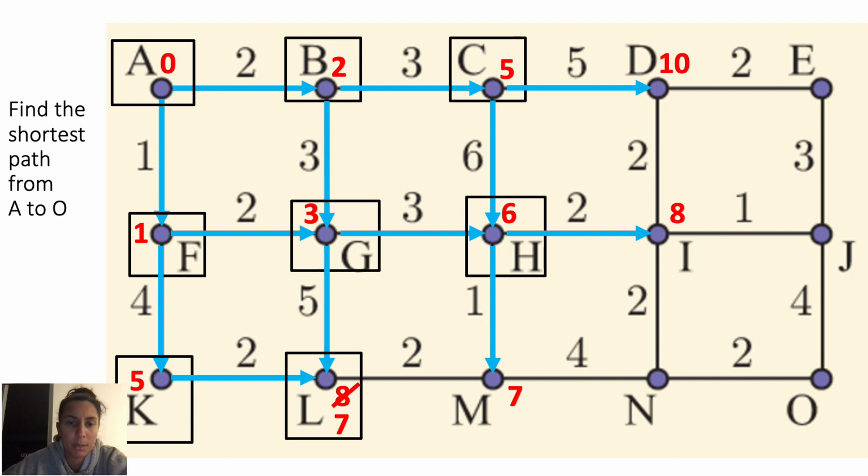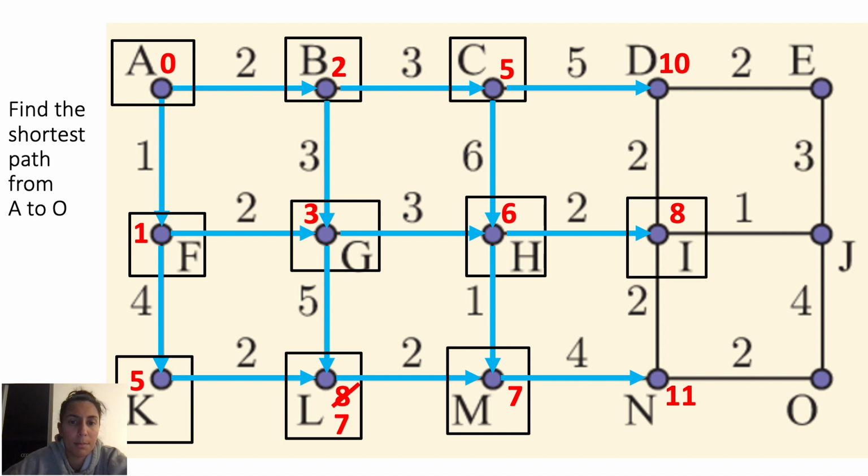I'm just going to box this one here. 7 plus 2 is 9, so that doesn't change. So then I'm going to box the other 7. So then I've got 7 plus 4 is 11, and I'm going to box my 8. Then I've got 8 plus 2 is 10, so that one will be smaller, so that one gets changed. 8 plus 1 is 9, so 9 is now my minimum value. 9 plus 4 is 13.